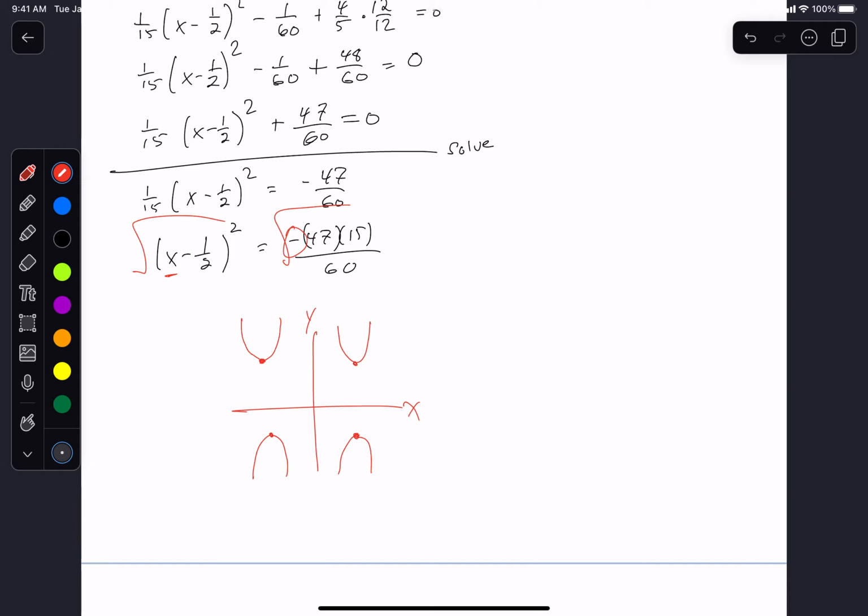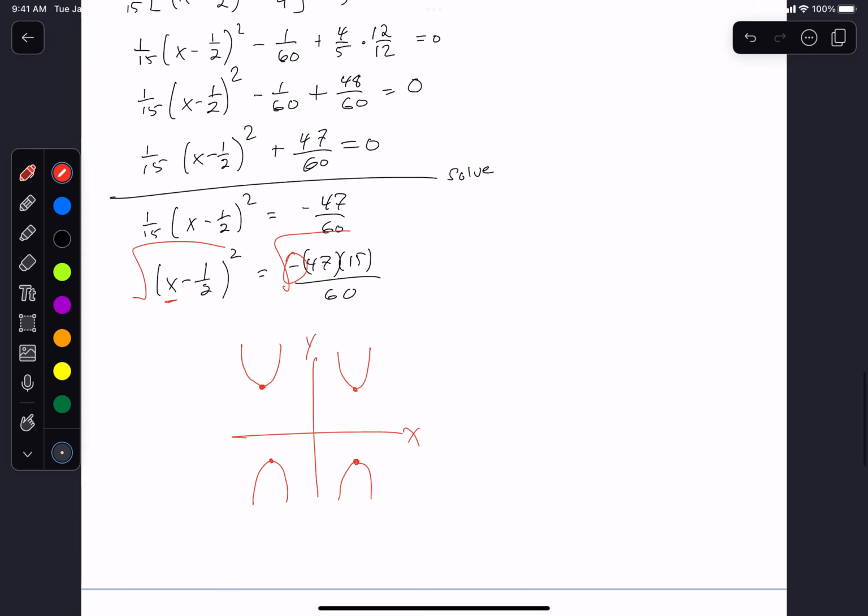So how do I realize that from the beginning, before I go into this solving process? Well, it's important to pay attention to what your vertex was. So if I wrote down the vertex here, the vertex is going to be 1/2 and 47 by 60.